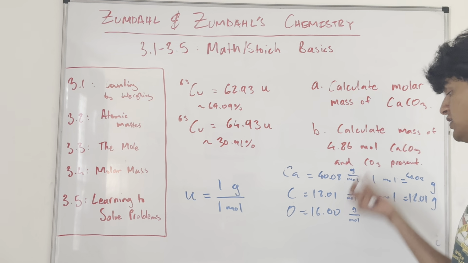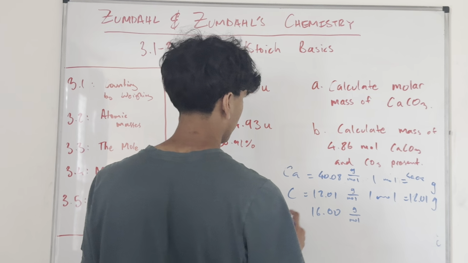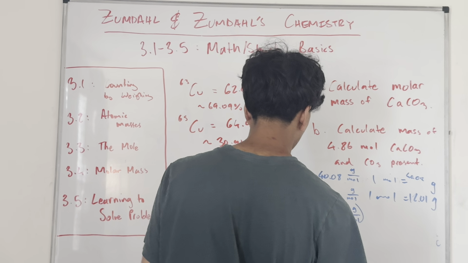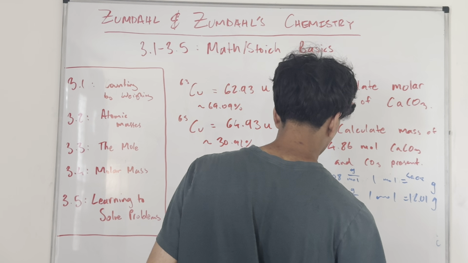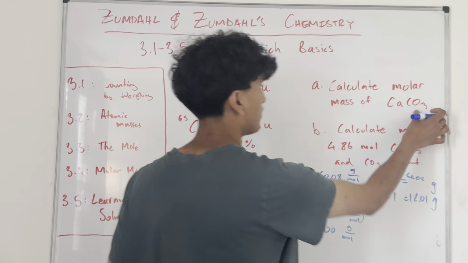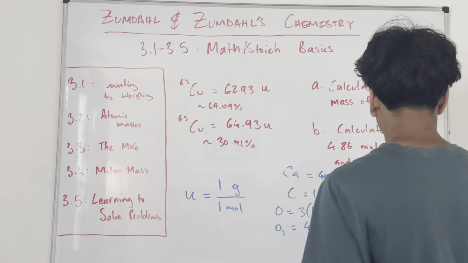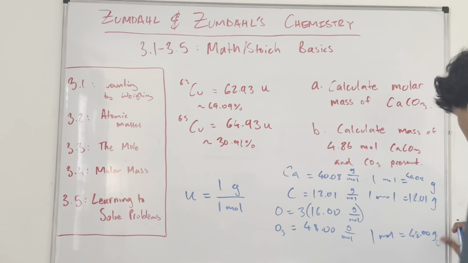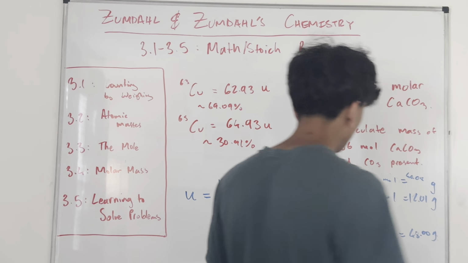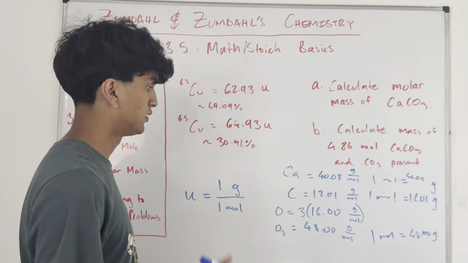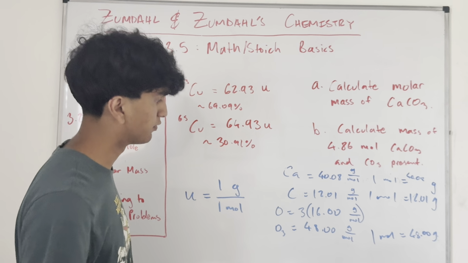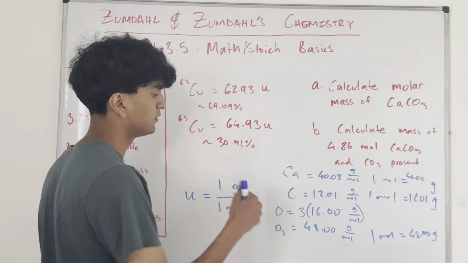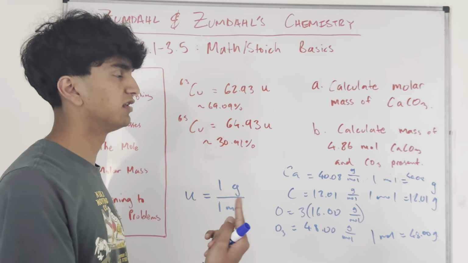Well, I need 3 of these, so I'm gonna multiply by 3. So now O3 is really 48.00 grams per mole, and I want 1 mole of O3. So that would give me 48.00. And I believe you could have done this through a quick little thought. You could have just said, 1 mole of oxygen is, yes, you could have done this.